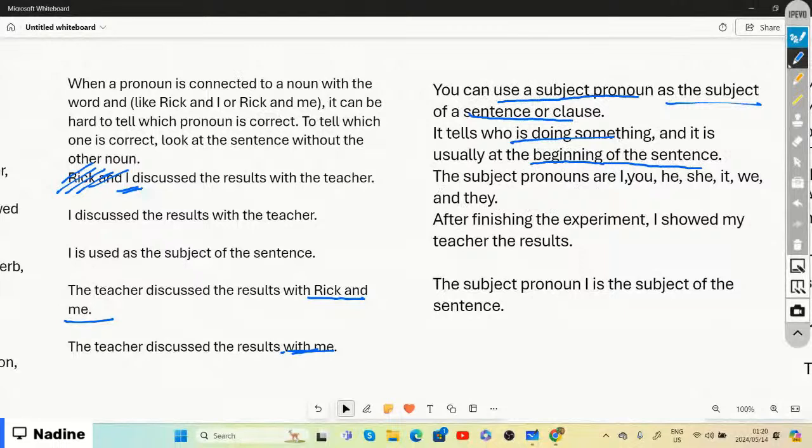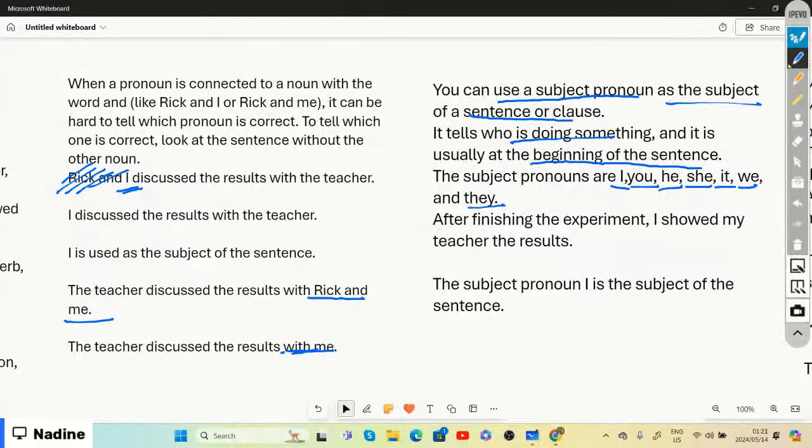So, other than the subject pronoun I, we also have other subject pronouns. You is also a subject pronoun. He, she, it, we, and they. These are all subject pronouns. We can use any of these words as subject pronouns that we will mainly find at the beginning of a sentence, and it will tell us who is doing something.